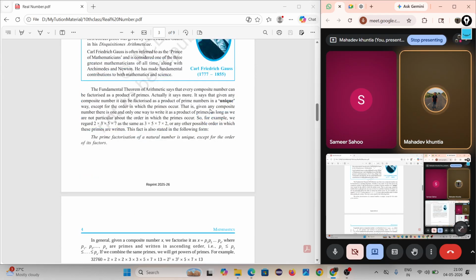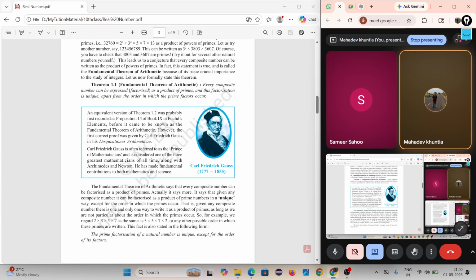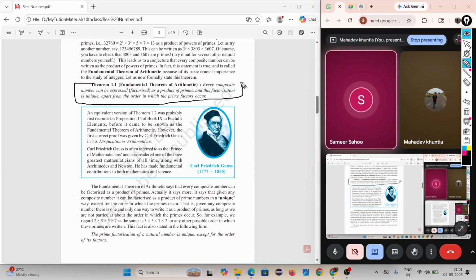I think we completed till the fundamental theorem of arithmetic. What does it mean? Fundamental theorem of arithmetic means every number can be expressed as a product of primes.